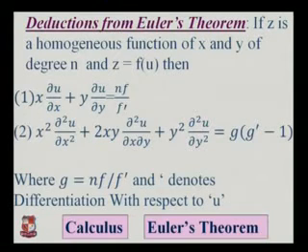The second derivative is x square del square u by del x square plus 2xy del square u by del x del y plus y square del square u by del y square is equal to g dash minus 1, where what is our g? G is n upon f dash. So what we are getting from the first value we are considering as g. Dash is denoted for the differentiation with respect to u.